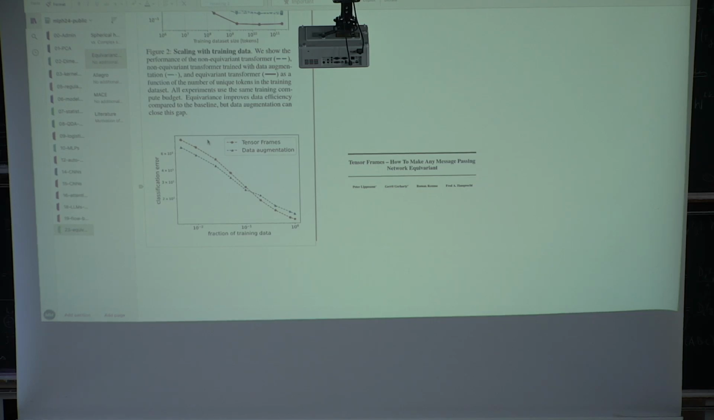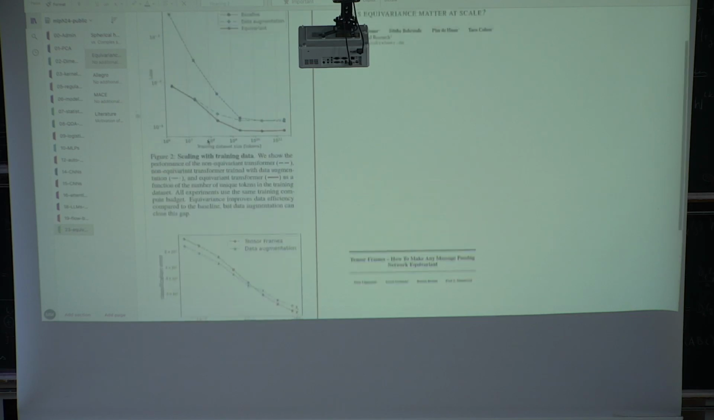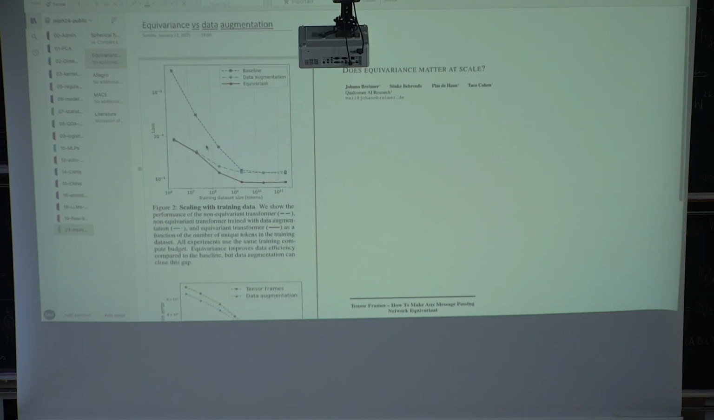And yes, there's a question. What's the baseline in the picture above? I think that's with no data augmentation, but just having more and more training data.